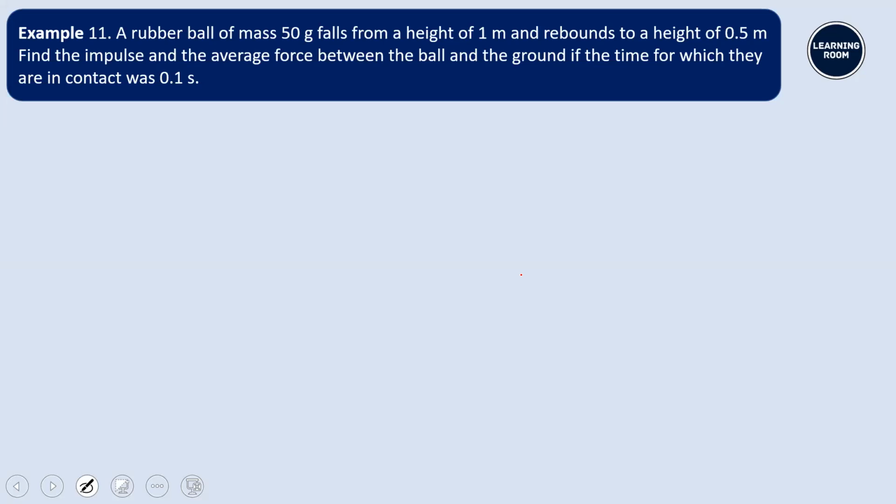So the last problem. There is a rubber ball of mass 50 gram, which falls from a height of 1 meter. So let's say 100 centimeter. The ball is dropped, it hits the floor and rebounds to a height of 0.5 meter. So from where is it dropped? It is dropped from a height of 1 meter. After hitting, how high is it rising? Exactly half of the initial level.